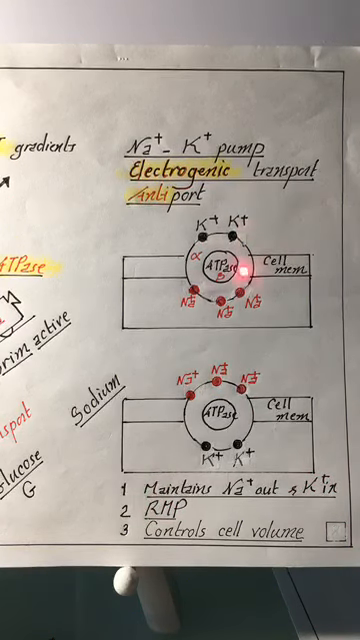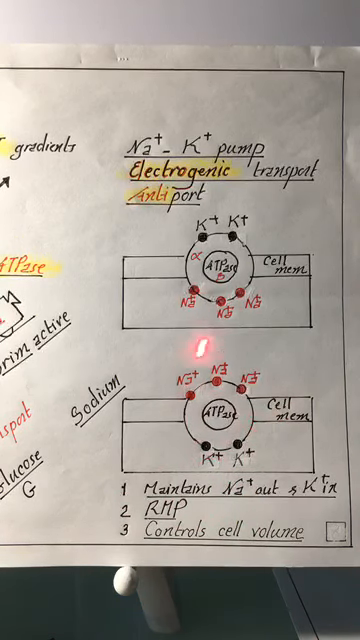Number 2, notice 3 sodium and 2 potassium. So the outer surface is more positively charged. This is what we call the resting membrane potential or the polarized state. In most body cells, the outer surface is more positively charged in relation to the inner, because the sodium-potassium pump pumps 3 sodium and 2 potassium. This is the resting membrane potential or polarized state.